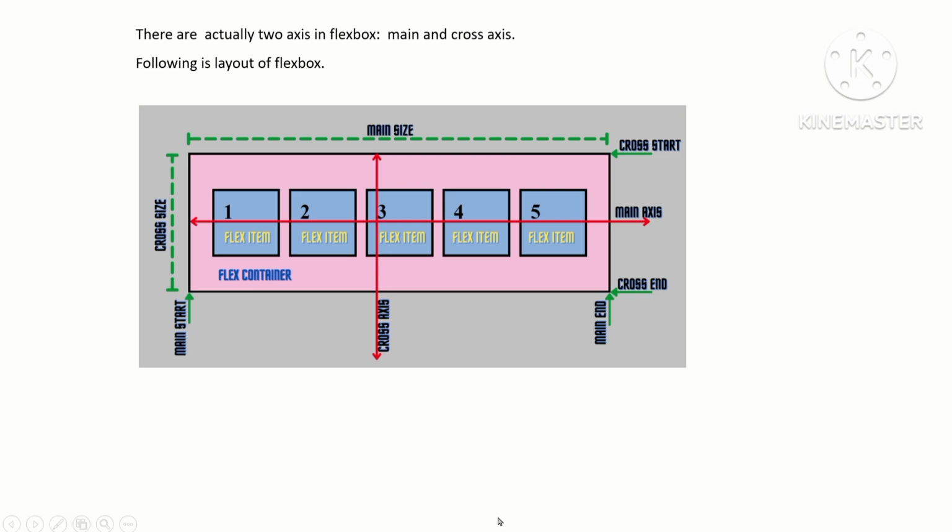Take a look at this diagram to see how the main axis works. The main axis is the direction in which the flex items are laid out. If you set the flex direction to row, the main axis is horizontal. If you set it to column, the main axis is vertical. The cross axis is the opposite of the main axis. So if the main axis is horizontal, the cross axis is vertical. That's the basic idea of the two axes in a flexbox.